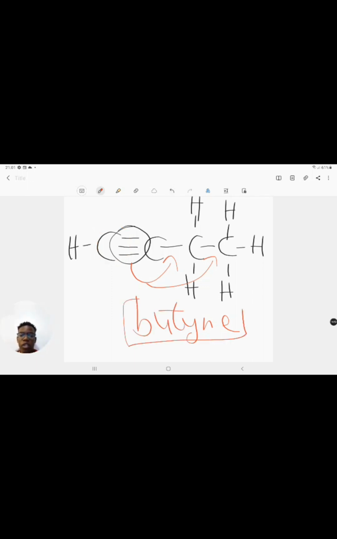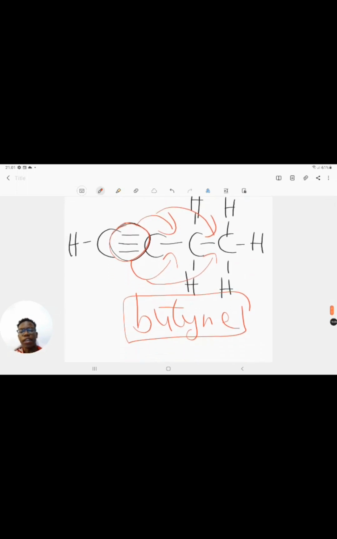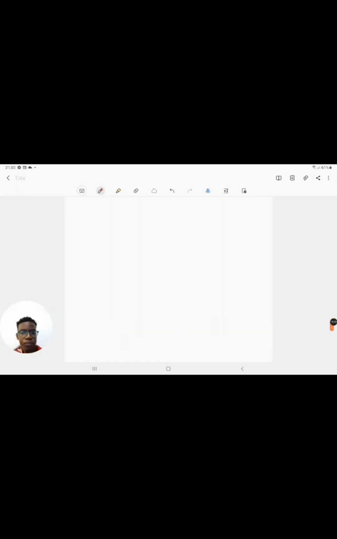But this butane could have this triple bond anywhere. It could have it there, it could have it there. So we need to find a way to include that in the name. We need to find a way to include the fact that the double bond is here and not there, right? Okay, so now how do we actually get to doing that? Well, the way we actually get to doing that is as follows.